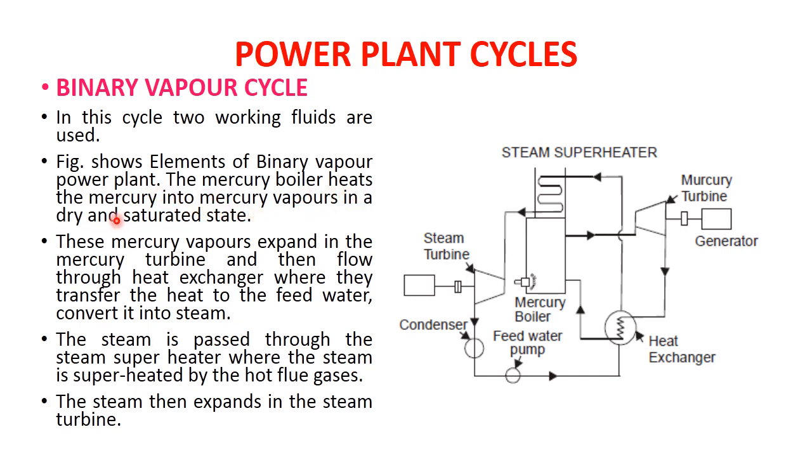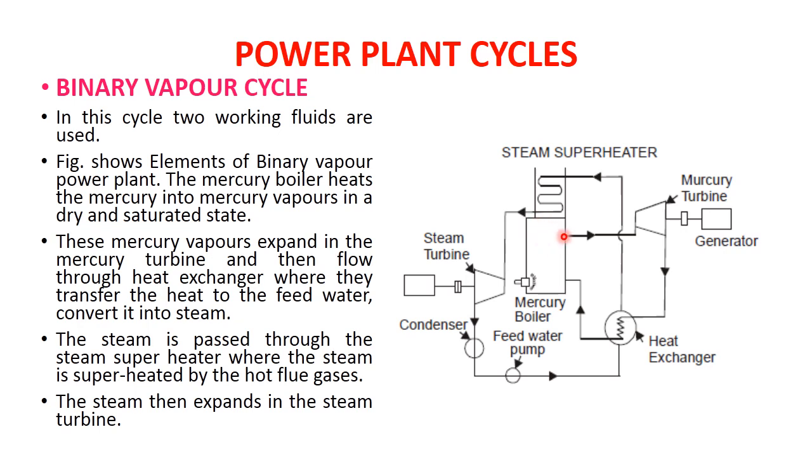So the figure shows elements of a binary vapor power plant. The mercury boiler heats the mercury into mercury vapors in a dry and saturated state. So here is the mercury boiler which is shown here, and what it will do is heat the mercury, and that mercury will be converted into mercury vapors in a dry and saturated state.